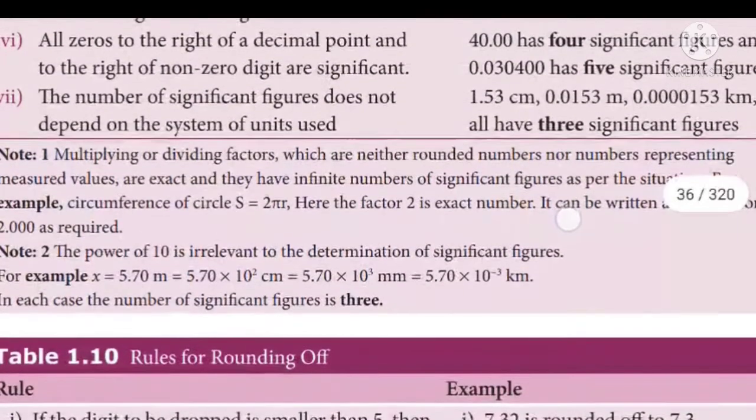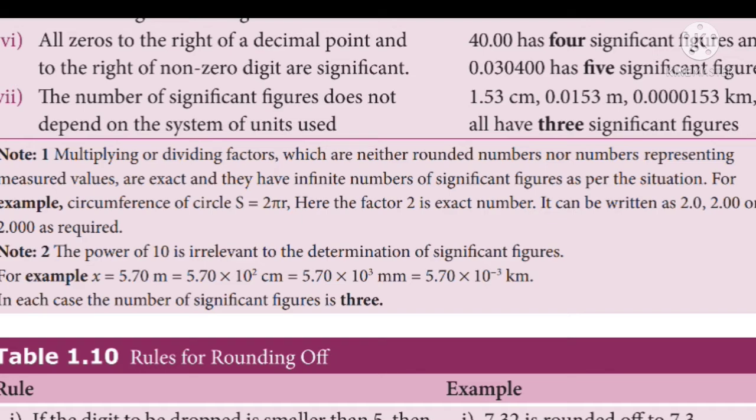Next one. All the zeros to the right of the decimal point and to the right of the non-zero digit are significant. Example, 40.00. In this number, all the zeros to the left side of the decimal point and to the right side of the decimal point are significant. So this number 40.00 has 4 significant figures.